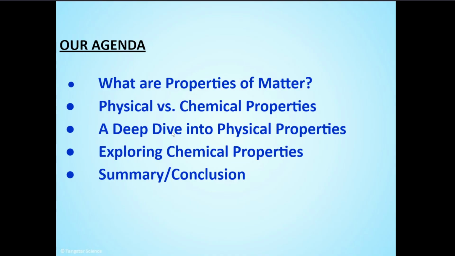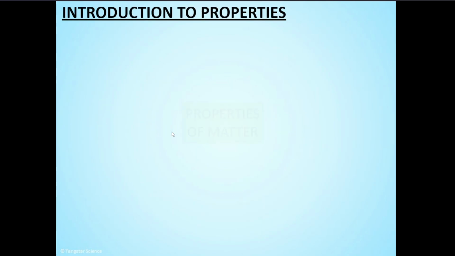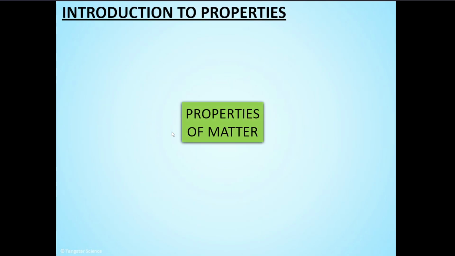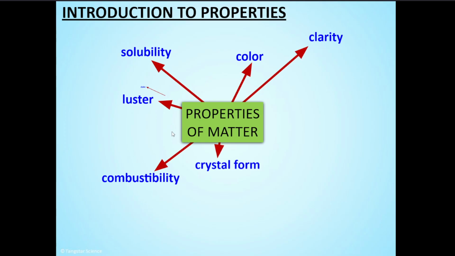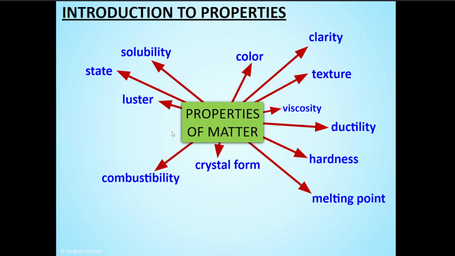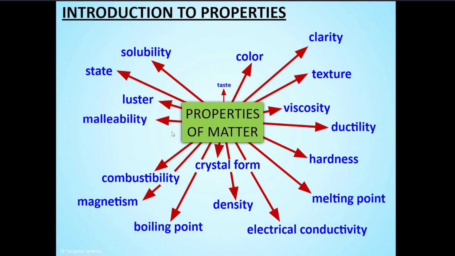All right, so what are properties of matter? Let's take a moment and look at all of these words. You got taste, you got color, you got density, luster, malleability. What do all these have in common? Well, first, they're all words we use to describe things. So in science, these descriptions are called properties. They are the unique characteristics that help us identify and classify every single substance that we try to define.